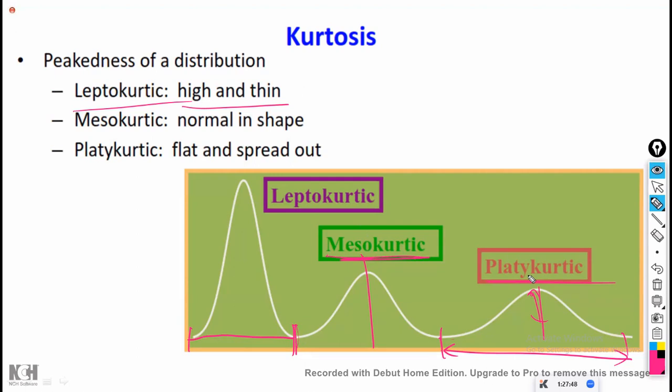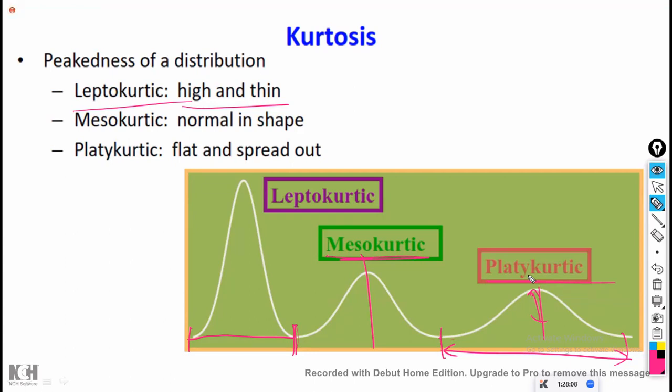Right? Is that clear, guys? That is with respect to kurtosis. Now, kurtosis and skewness, both of them tell us the measures of shape, how the data shape is, right? The shape of the data.